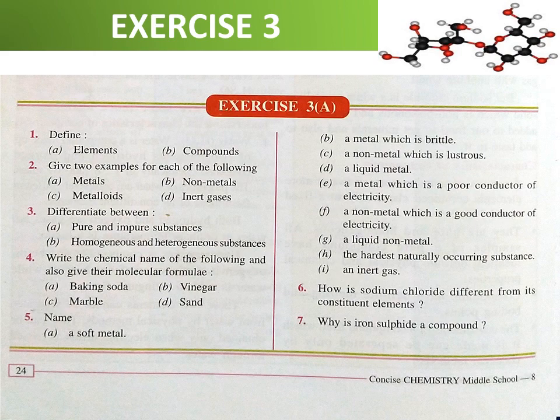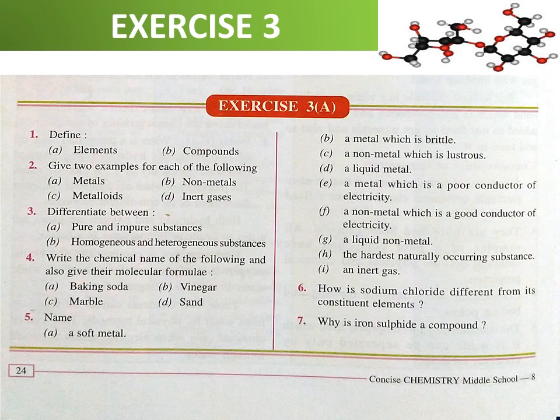The next we are having marble, the chemical name calcium carbonate, the formula CaCO3. Sand, silicon dioxide, chemical name, and formula SiO2. The next question, a soft metal, sodium. A metal which is brittle, zinc. A non-metal which is lustrous, iodine. A liquid metal, mercury. A metal which is a poor conductor of electricity, tungsten.